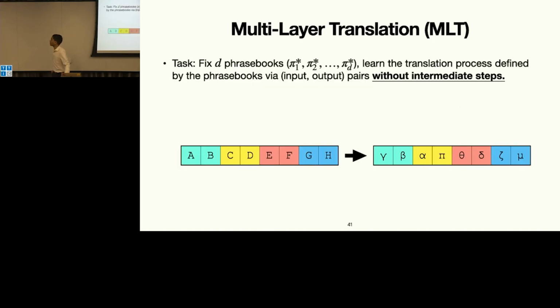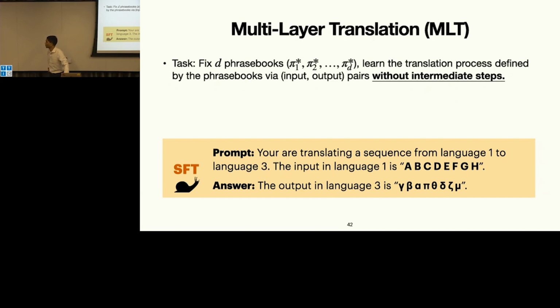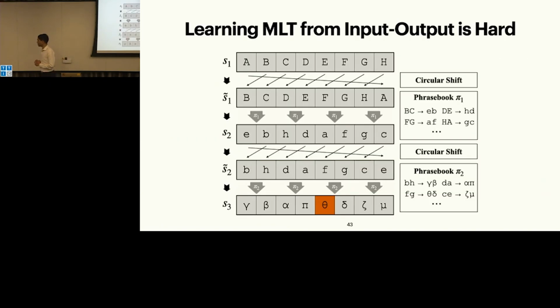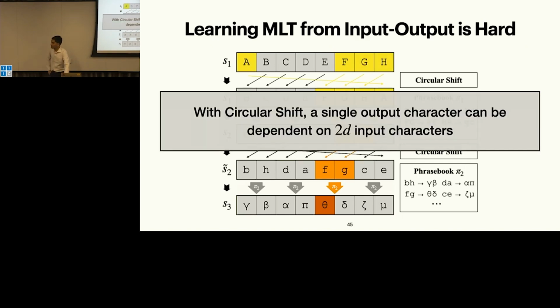Now, our task was defined as: given the input string, can you produce the output string? And this was a prompt that we used for supervised fine-tuning: you are given a sequence, can you give me the output in the final language? And this task can be shown to be difficult for vanilla supervised fine-tuning, because if you trace back the dependence of characters in the output string, you can show that each character depends on 2^D input characters in the input string because of the circular shift.